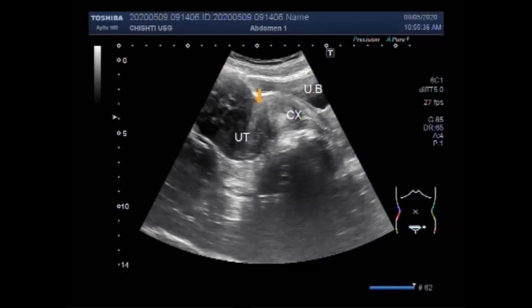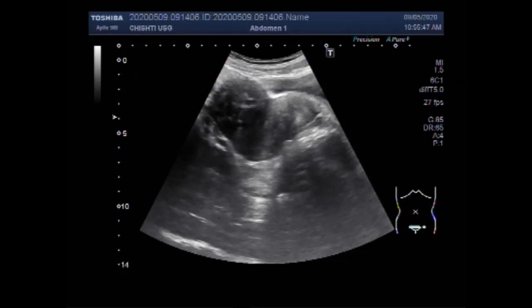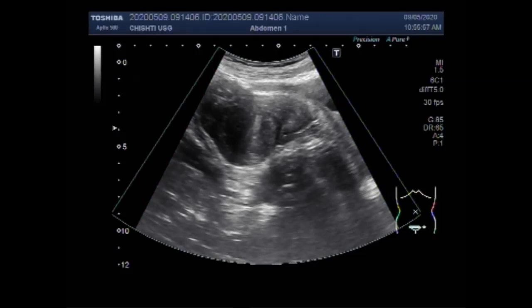This is the mass seen in the left ovary. You can see the mass is attached to the middle and distal portion of the uterus, attached to the interior wall of the middle and distal portion of the uterus.